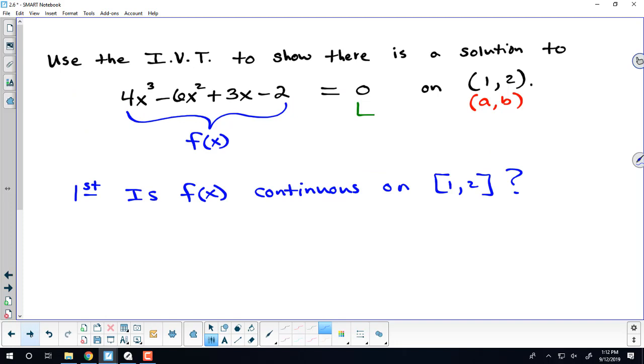Okay. So is f of x continuous on the interval [1, 2]? Yep. Yeah, how do we know? Because f of x is a polynomial function, and polynomial functions are continuous where? Everywhere. Well, on their entire domain, which is all real numbers. So that's really all we need to remember to justify this is continuous. So yes, we'll say yes.